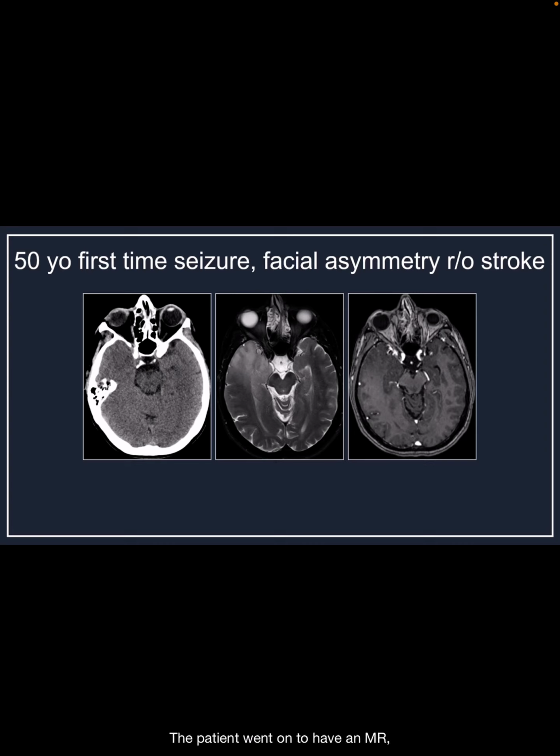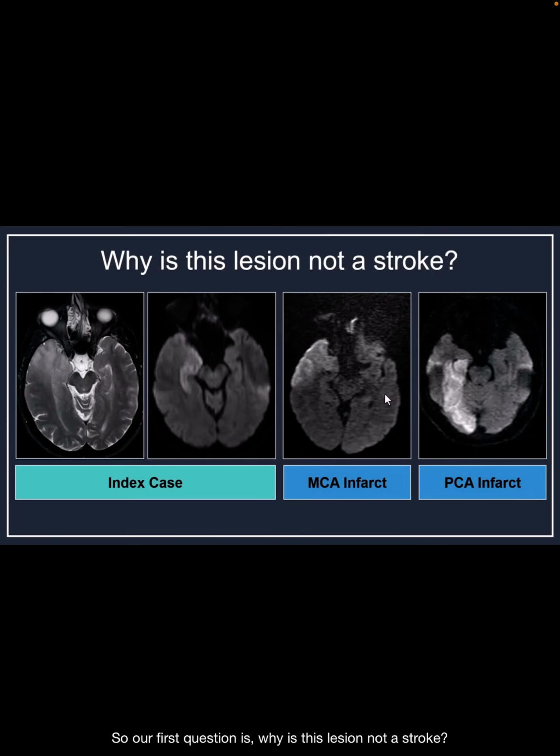The patient went on to have an MR, and we can see on this T2 weighted sequence that there's quite a bit of T2 signal hyperintensity with some expansion of the brain parenchyma that involves the lateral temporal lobe as well as the medial temporal lobe. There was no appreciable enhancement within this region of signal abnormality. So our first question is, why is this lesion not a stroke?